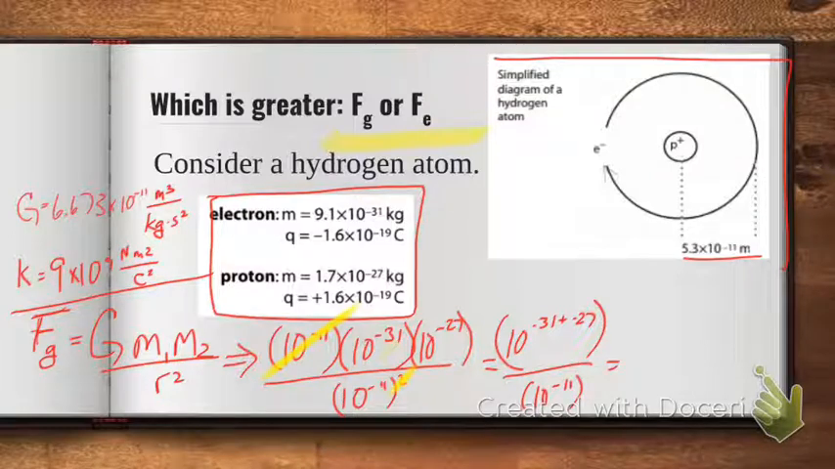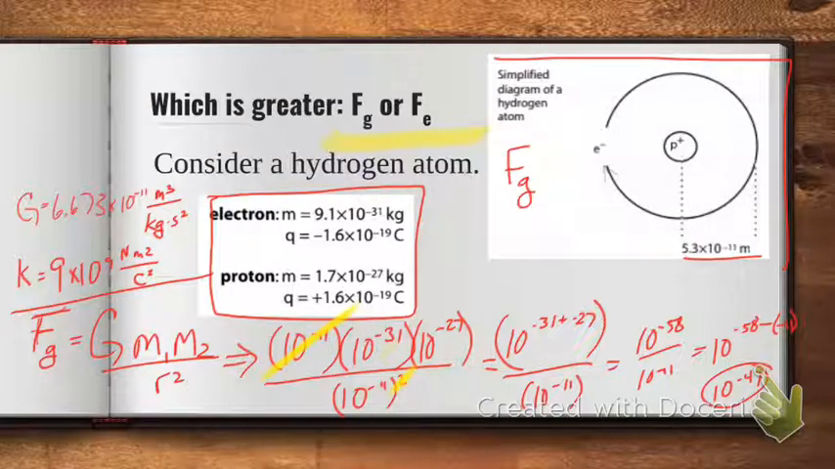Negative 31 plus negative 27 is negative 58, over 10 to the negative 11, so it becomes 10 to the negative 58 minus negative 11. So it becomes 10 to the negative 47. So if we're talking about the force of gravity, it is approximately 10 to the negative 47th newtons.